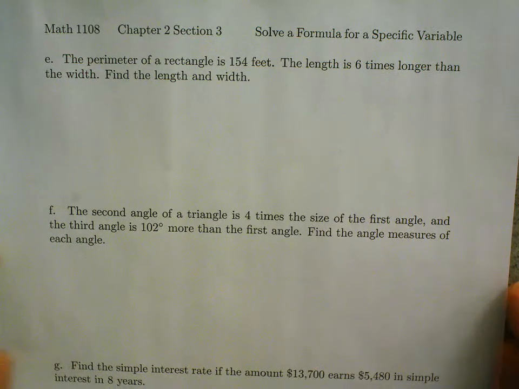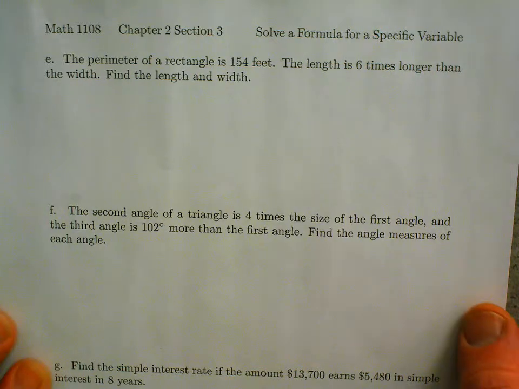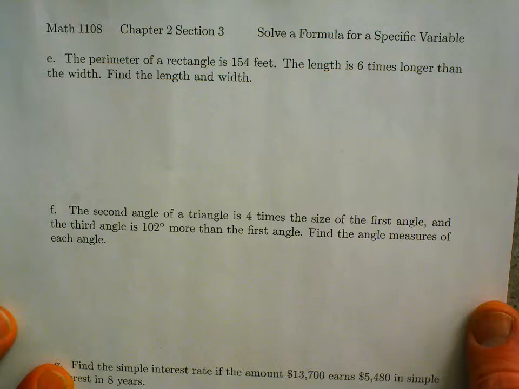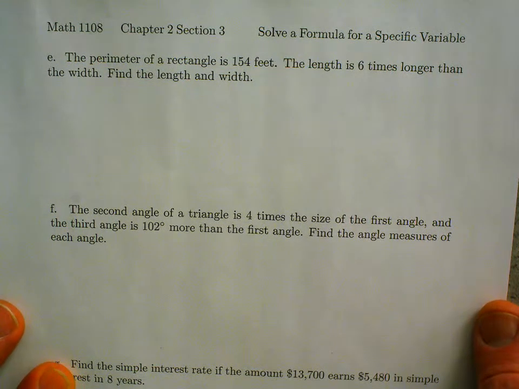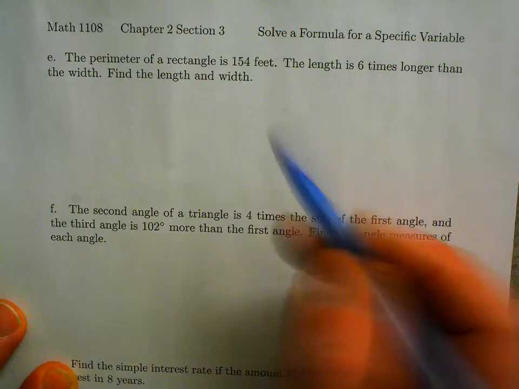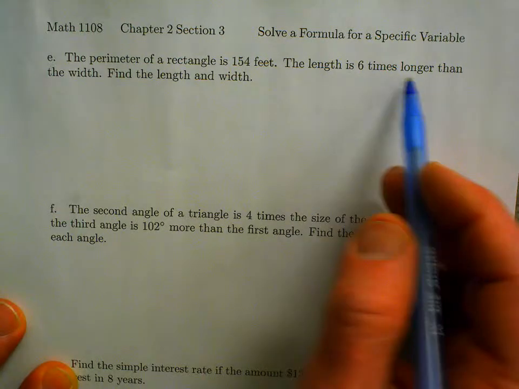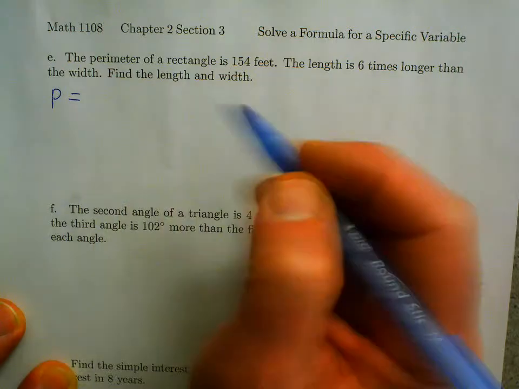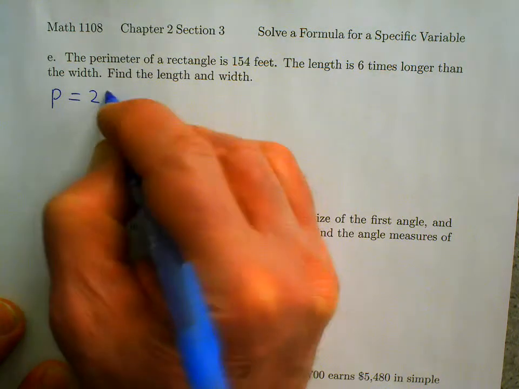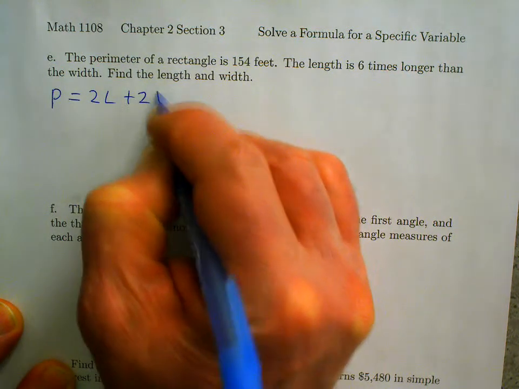This one: the perimeter of a rectangle is 154 feet. The length is 6 times longer than the width. Find the length and the width. Okay, the formula for the perimeter of a rectangle is the perimeter P is equal to 2 times the length plus 2 times the width.